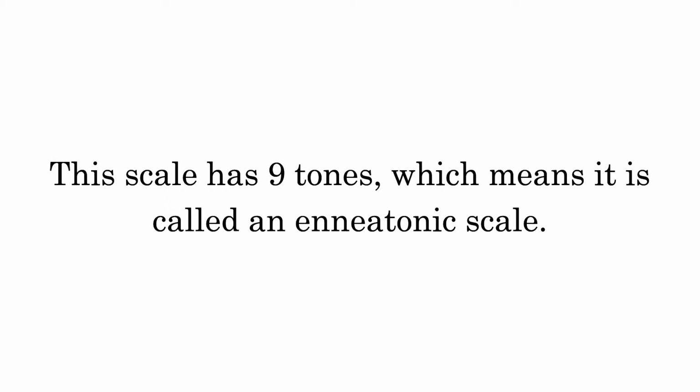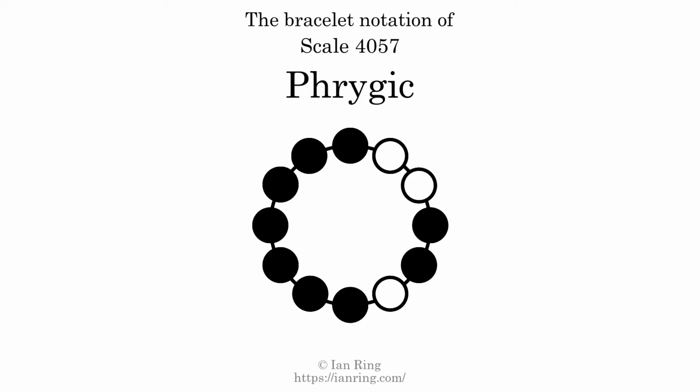This scale has 9 tones, which means it is called an enneatonic scale. This is a bracelet notation diagram of scale 4057. The shaded circles represent tones that appear in the scale, and they are read clockwise, starting at the top.